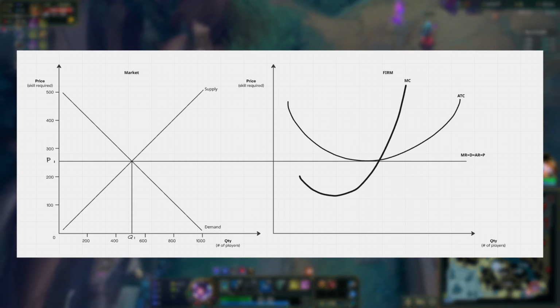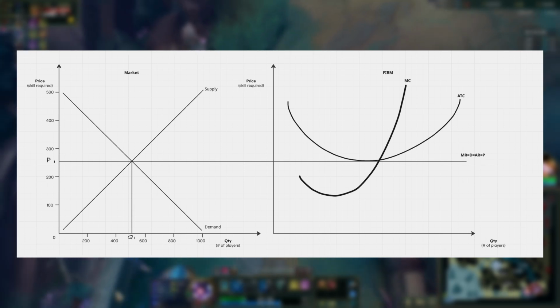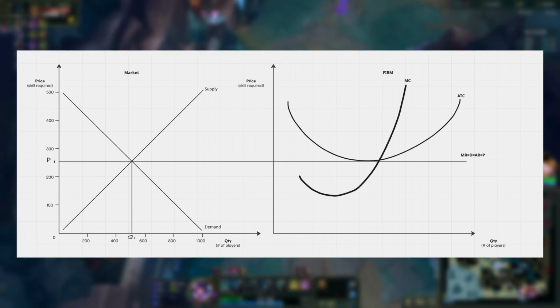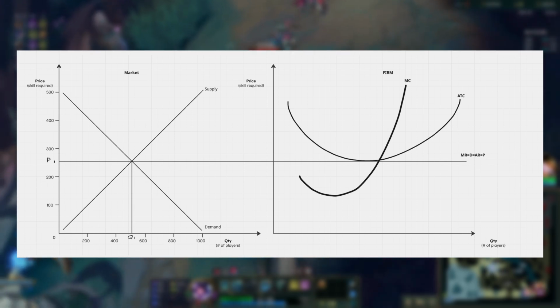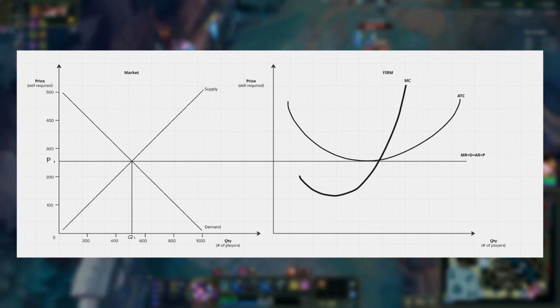Some important things we have to point out are the profit maximizing rule, where you produce at MR equals MC. And we also have to come to realize that MR equals demand equals average revenue equals price, which is the straight horizontal line that you can see spanning across both the graphs. Some characteristics of perfect competition is that they have a low barrier of entry.